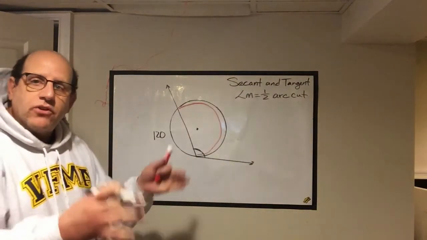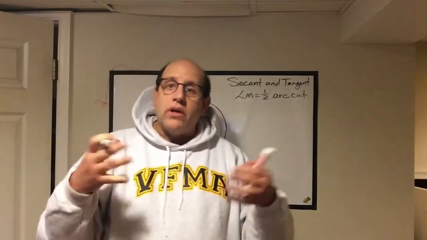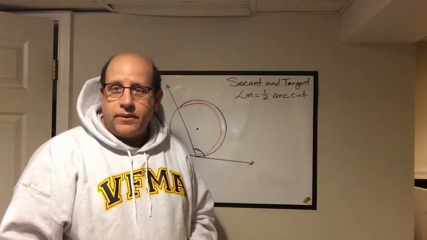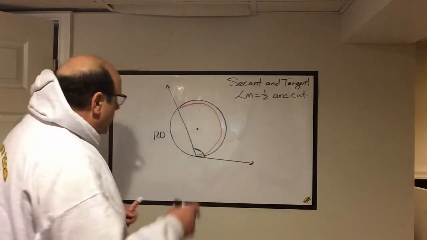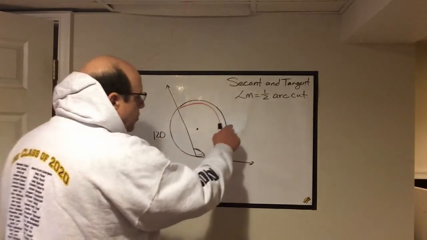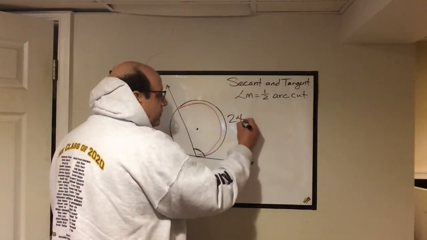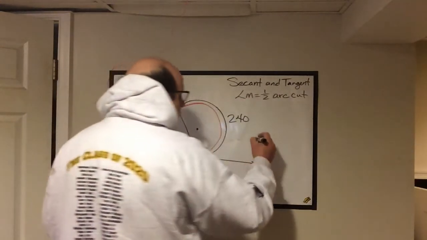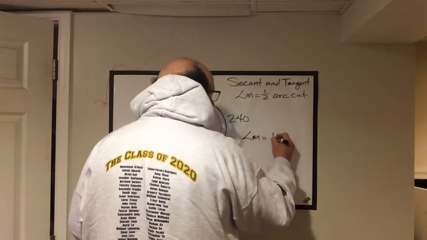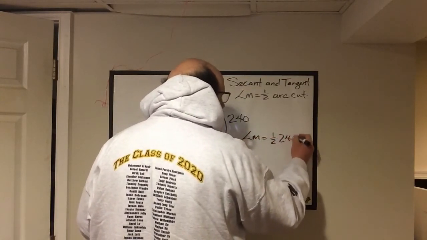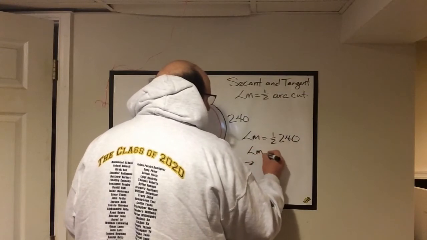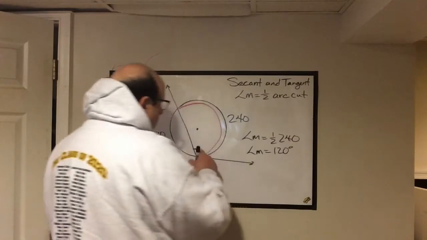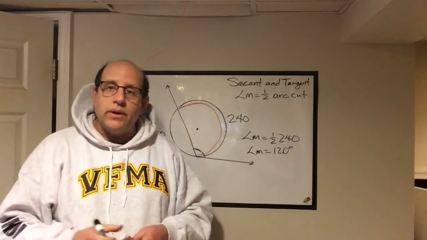All right, so you have to do some legwork first. You have to actually work on something first to get to the point where you can actually use the formula. All right, and I think that's where some people go awry. So let's go ahead and say, okay, well, if this is 120, that has to be 240. Great, now I can throw it into the formula. The measure of the angle equals 1/2 of 240. Then do some math. The measure of the angle has to be 120 degrees. And there you go. That's how you do it.